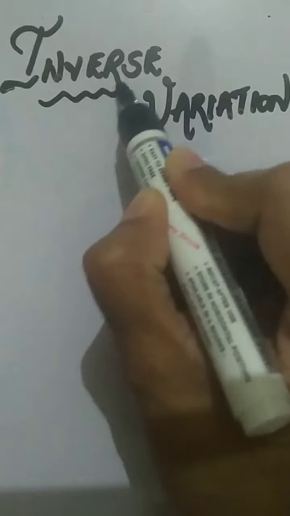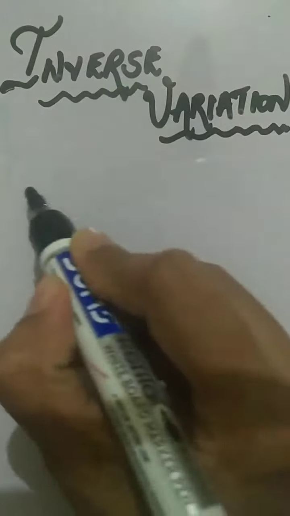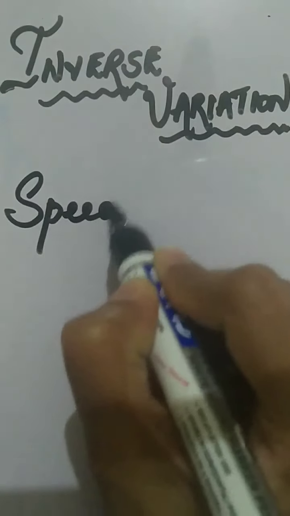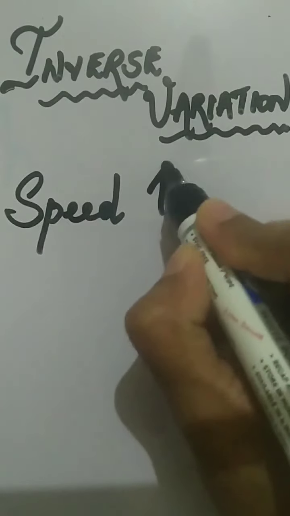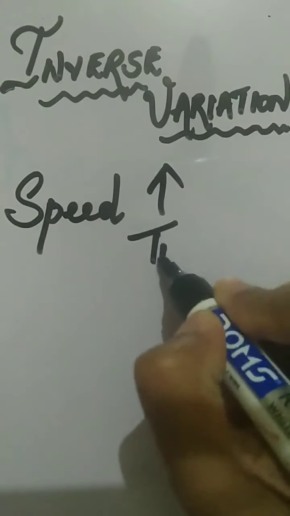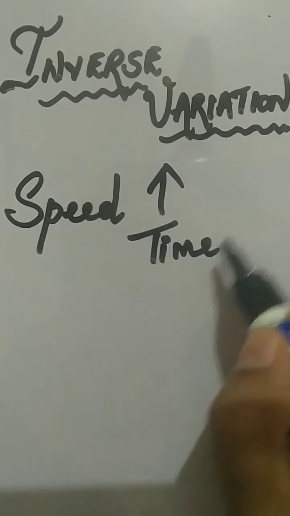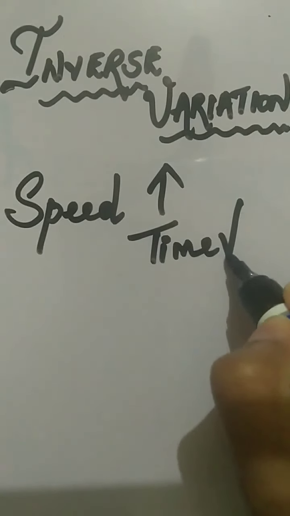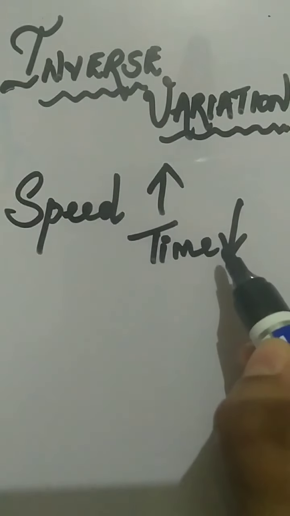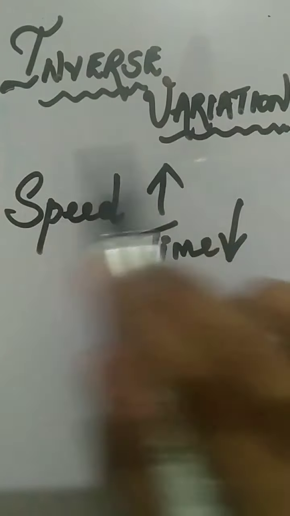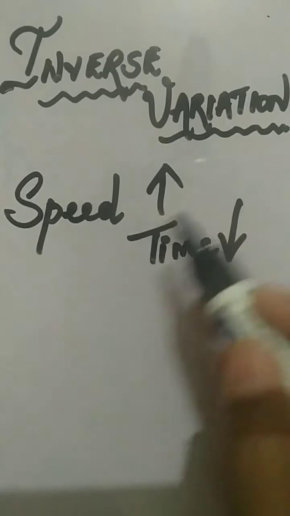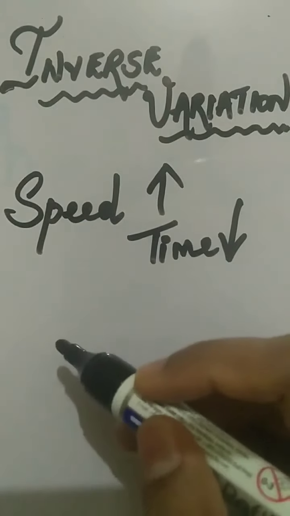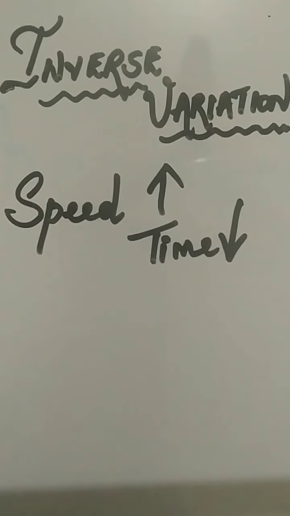Similarly, another example of inverse variation is speed. As the speed of any vehicle increases, the time taken by the vehicle to complete the journey or a certain distance decreases. More speed, less time. Again, inverse variation. Like that, we have many examples for inverse variation. All this we will take one by one as we proceed with the chapter.